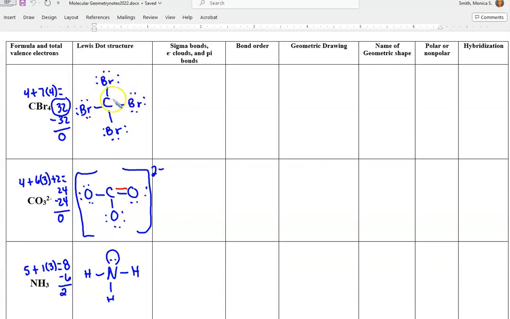So let's go through here, and this would have had 4 sigma bonds. And how many clouds? There's no clouds. And how many pi bonds? Now this one had no double bonds. Remember, pi bonds are going to be a double bond. If it had a triple bond, it would have 2 pi bonds. So this has no pi bonds going on.